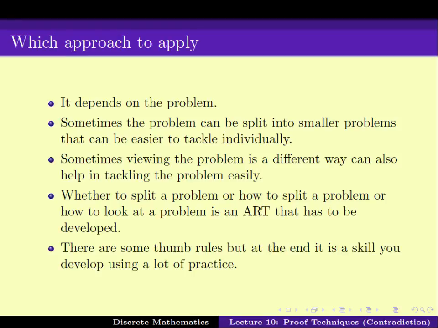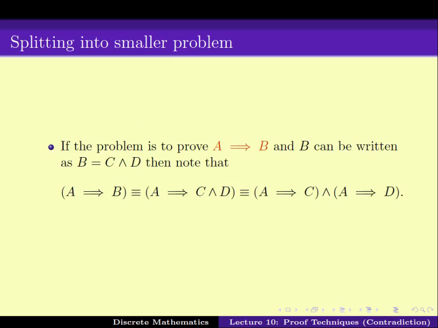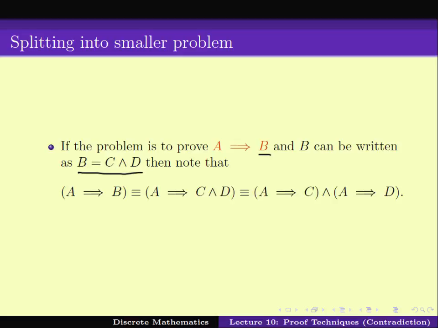Now till now, we have seen some of the tricks. The first thing that we saw was how to split a problem into smaller problems when the B, that is the deduction, is of the form C and D. So in other words, if B is of the form C and D, then A implies B is the same as proving A implies C and A implies D. We saw an example of how to use this particular way of splitting the problem into 2 parts. We saw one such example.